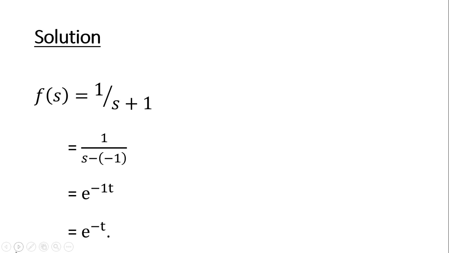We are doing this to make it look like the expression in the table so that we can solve it. So when you have 1 out of s minus lambda, your Laplace inverse will give you exponential power lambda t. But this time, our lambda is negative 1. So you just replace the lambda with negative 1, and it becomes exponential power negative 1 times t. Negative 1 times t gives us negative t. So our final answer is exponential power negative t.